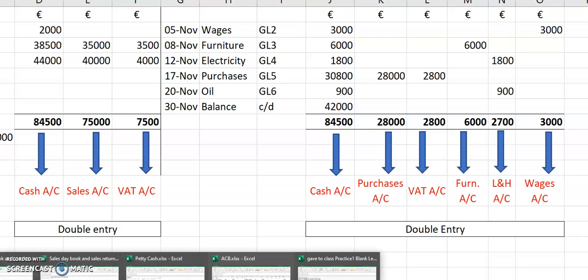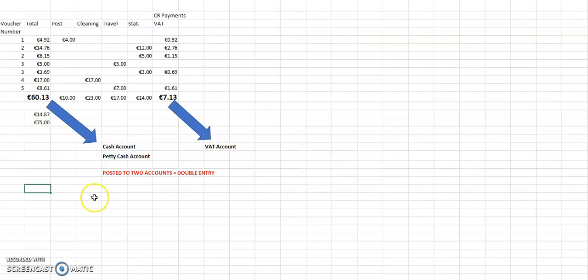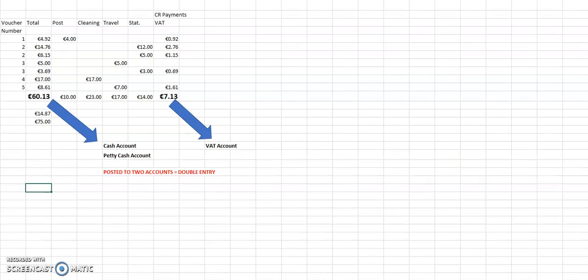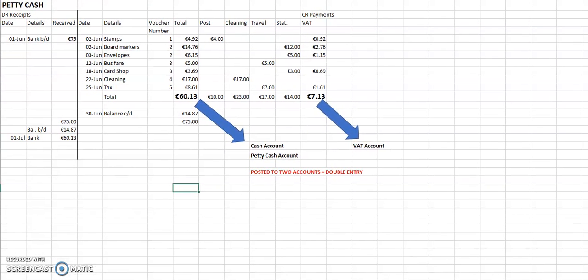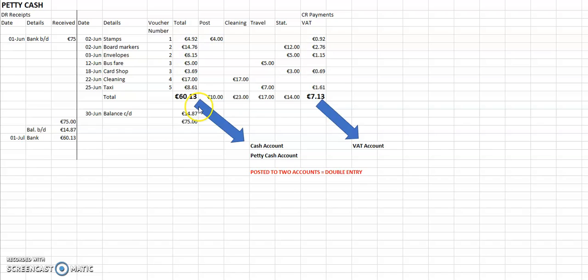So after that, then we have finally the petty cash. So what happens with petty cash? Petty cash is a little bit different, and it's done in different ways in different companies. One way is this, I've already mentioned. You just post to the general ledger the total spent and the VAT. Now the VAT is easy to remember, it goes into the VAT account. The total then goes into two accounts, double entry, cash account and petty cash. So I'll be entering it into both on different sides. I'll explain more about that. It goes into the cash account in the general ledger and the petty cash account.